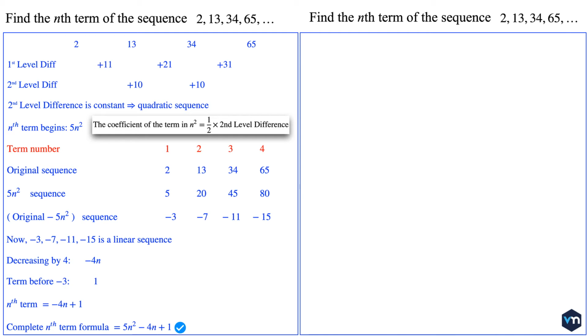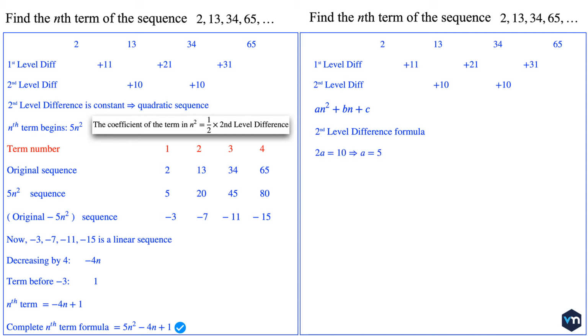Now we can also use another method. We start with the sequence and we calculate the first level difference and the second level difference. Now recall the nth term formula for a quadratic sequence will be of the form an squared plus bn plus c. Now the second level difference formula, 2a, is equal to the first value that appears in the second level difference row. This is in a red rectangle. So 2a equals 10, which implies that a equals 5.